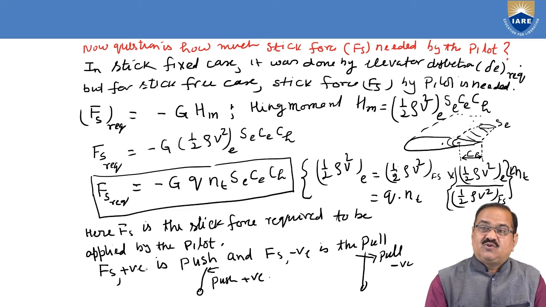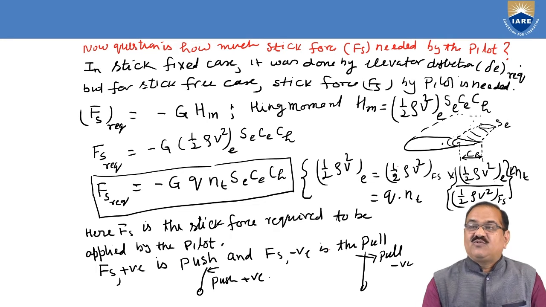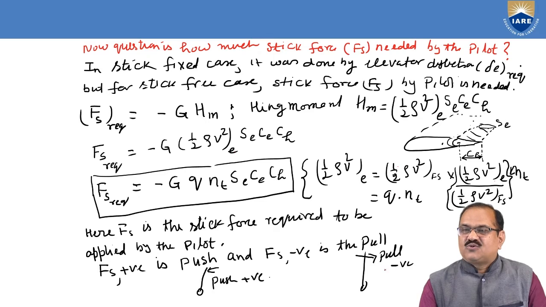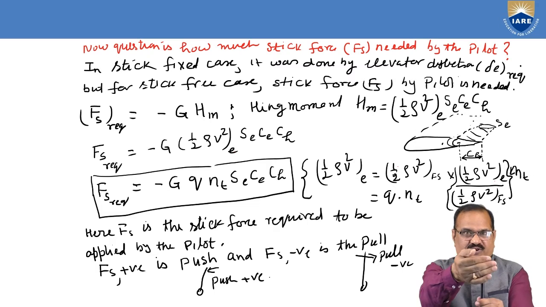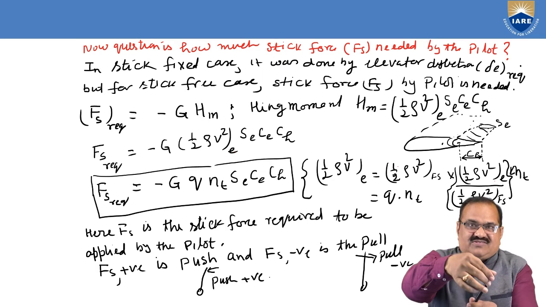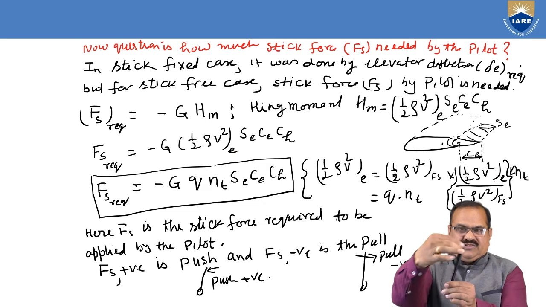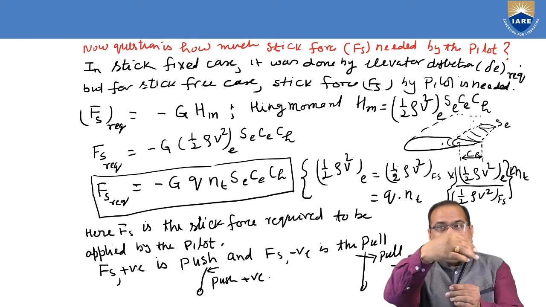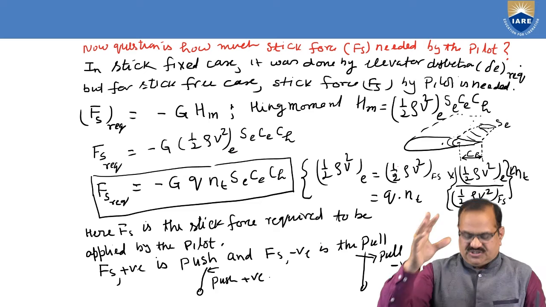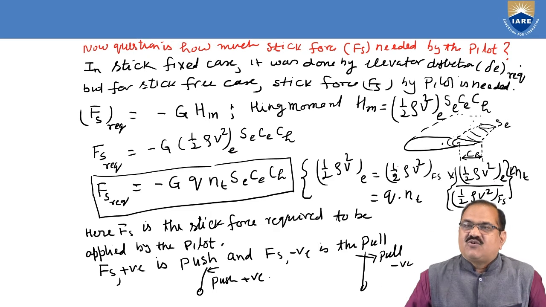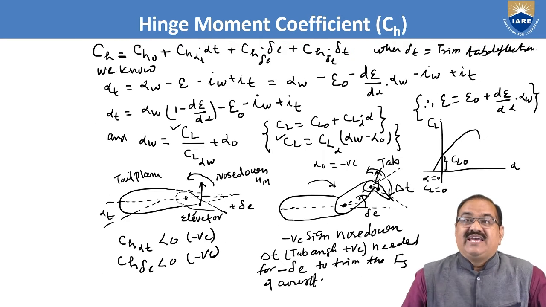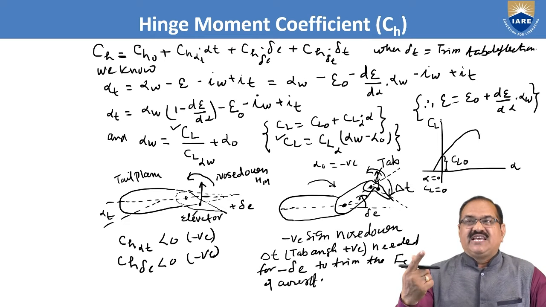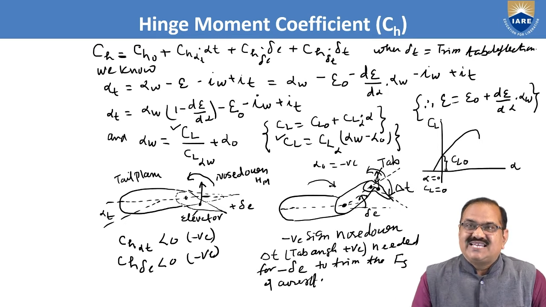Fs positive is push and Fs negative is pull. I have shown here, if you can see here, it is a pull if I am putting to my side, and if I am on that side, it is a push. So pull is negative and push is positive. This much force is required: Fs is equal to minus G, Q, NT, SE, CE, CH. Now we have to find out the hinge moment coefficient, because in the previous equation we got CH. So how to find this CH?